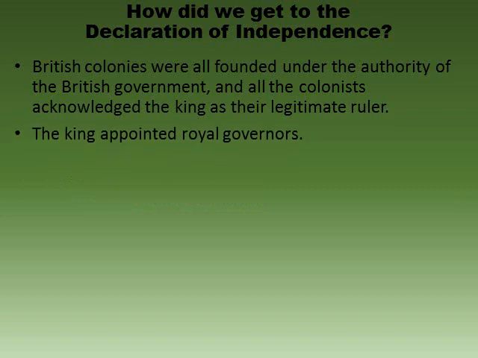When the colonies actually grew in population beyond the people that originally came over on the first boat, the British government knew they had to have some kind of control over these citizens in these areas, and so the king ended up appointing royal governors for these different colonies who basically ran the colony in the name of the king.